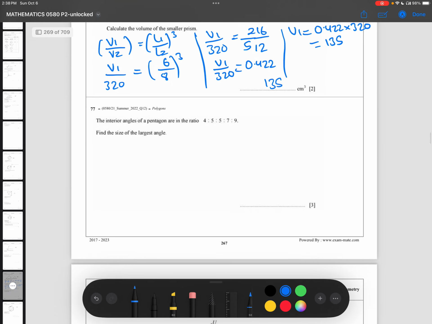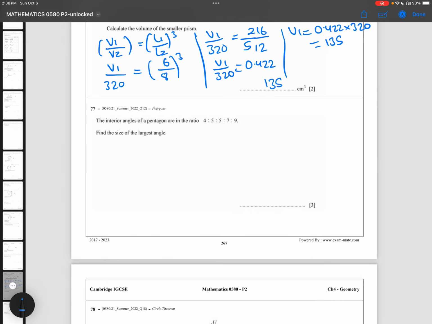Now in question number 77, it says the interior angles of a pentagon are in the ratio 4, 5, 5, 7, 9. We have to find the size of the largest angle. First, we need to calculate the value of x. I will need to form the equation.